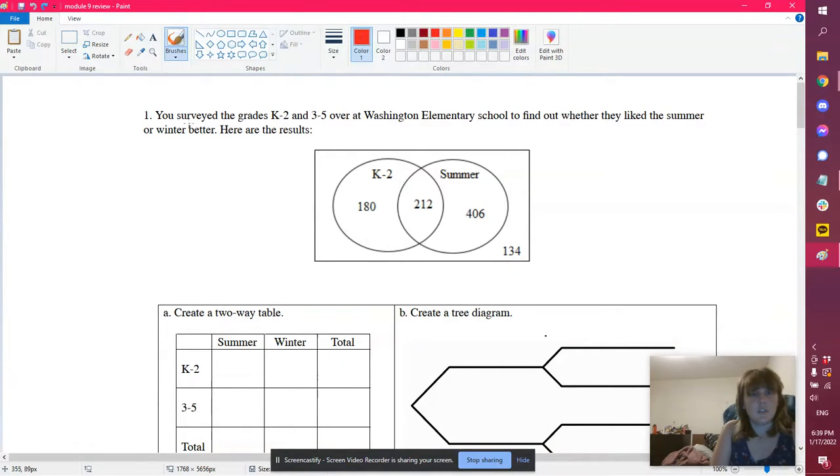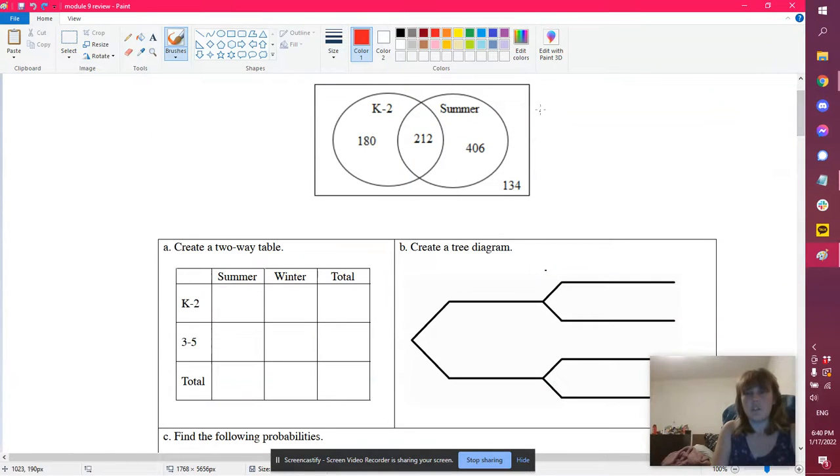For number one, you surveyed the grades kindergarten through second grade and third through fifth grade over at Washington Elementary School to find out whether they liked summer or winter better. Here are the results. They give it to you in Venn diagram form. Let's remember what all these mean.